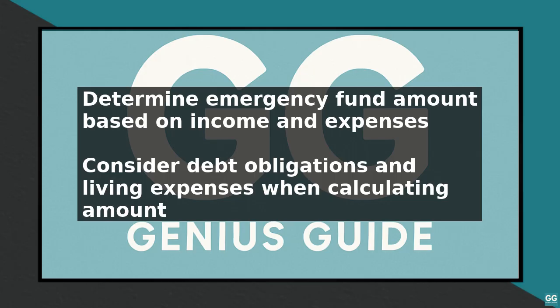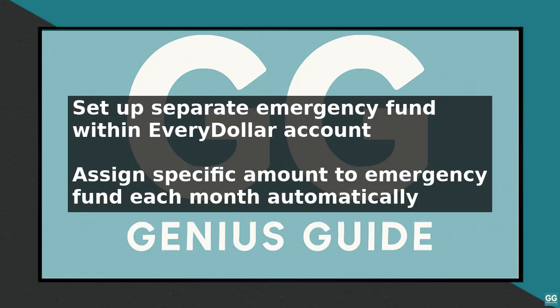To manage your EveryDollar emergency fund, start by determining how much you need to save. A general rule of thumb is to have 3 to 6 months' worth of living expenses set aside in an easily accessible savings account. Consider your income, expenses, and debt obligations when calculating this amount.